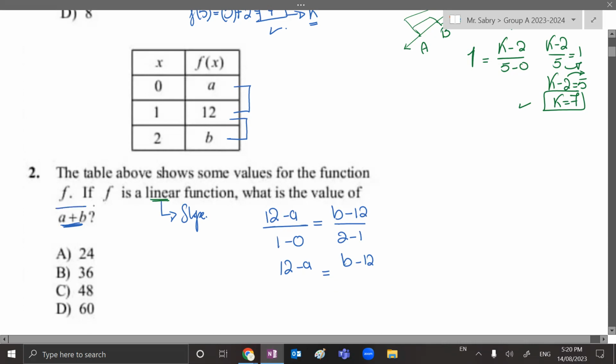Again, I need to put the A and the B on the same side. So I'll move the negative A to the other side and the negative 12 to this side. I'll have here 12 plus 12 equals A plus B, which means that A plus B now is equal to 24. And this is what they were looking for, 24. What is the value of A plus B? Does this make sense to you?